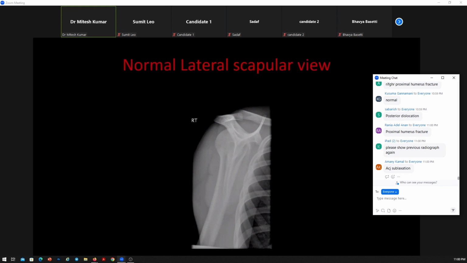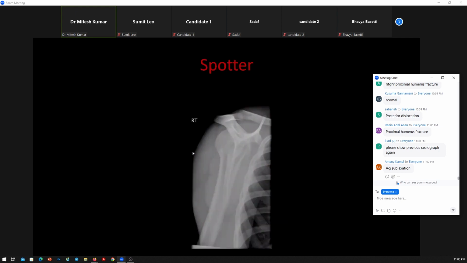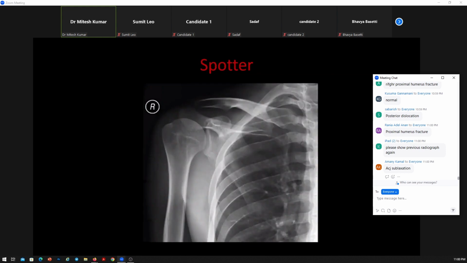So this is a normal lateral scapular view. We can see the cortex is well maintained. There is no fracture here. This is for the someone who is using iPad 2. They requested please show the previous radiograph. So this is the bony Bankart and the Hill-Sachs defect. Now we'll go to the next case.